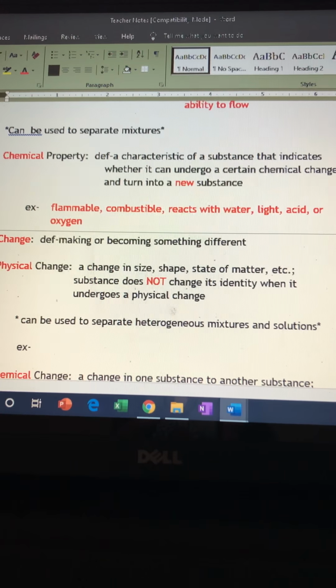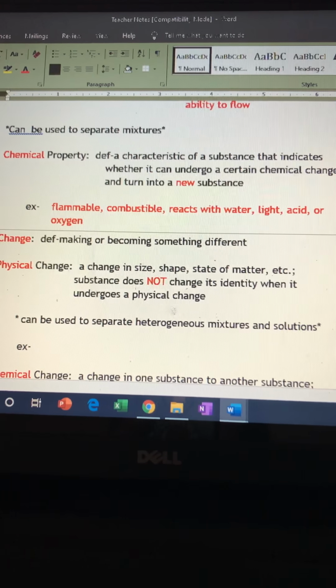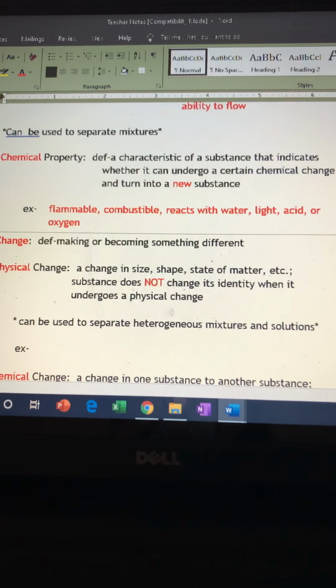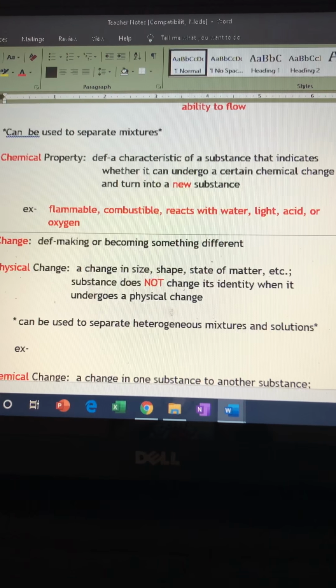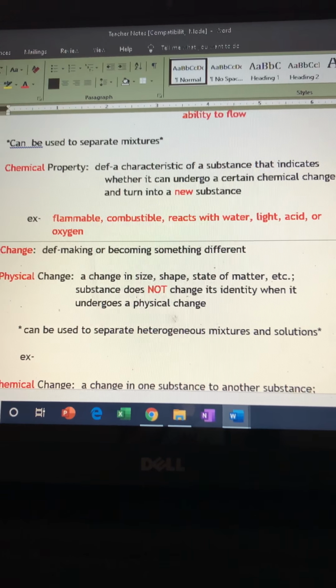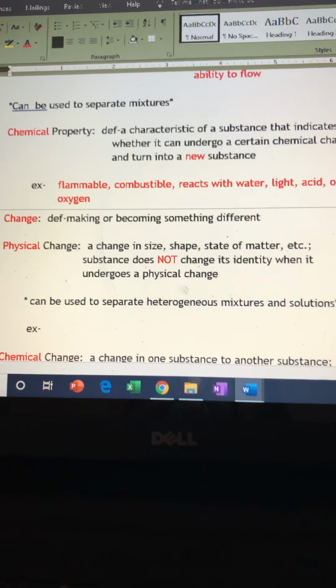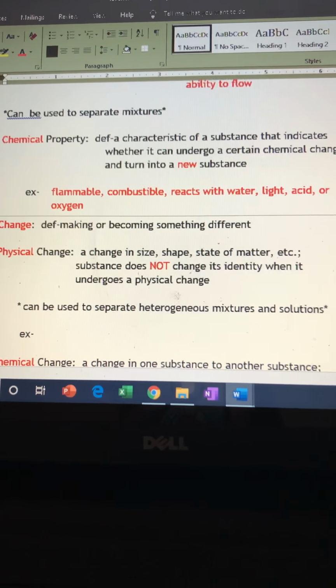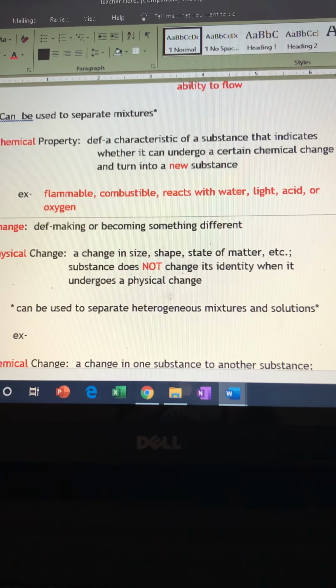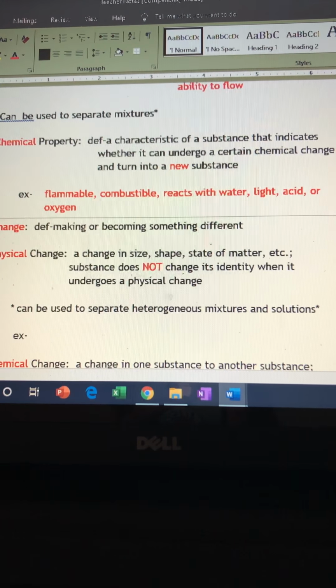Just because, you know, the clothes that I'm wearing right now are flammable, but they're not on fire. But if we were around fire and I tried to light them on fire or whatever, they would burn. Okay, so it's that it could undergo a certain chemical change.